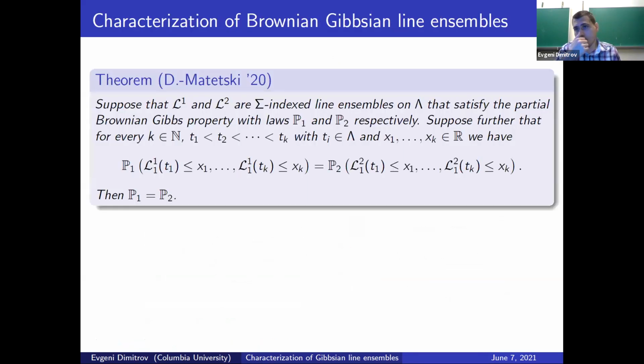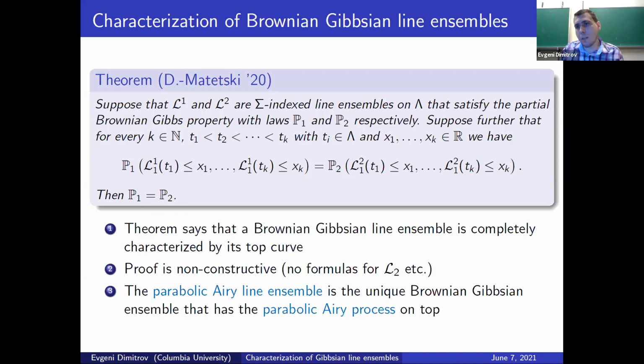So this is a theorem. It's a result by myself and Konstantin Matetski from last year. The statement is as follows. Suppose we have two line ensembles L1 and L2 that both enjoy this partial Brownian Gibbs property that I discussed. And suppose further that the top curve of the first ensemble has the same finite dimensional distributions as the top curve of the second ensemble. Then in fact, the full ensembles' laws need to match. So in plain words, what the theorem says is that a Brownian Gibbsian line ensemble is completely characterized by its top curve distribution.